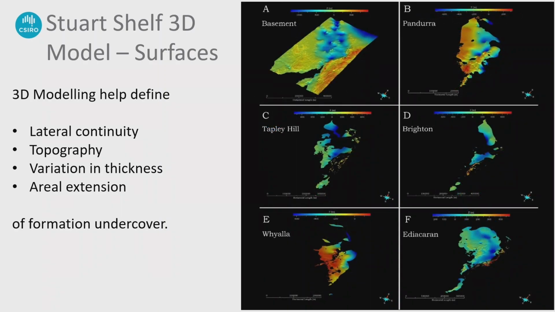And that's important because with 3D modeling, you can actually analyze and understand the topography, the thickness, the lateral continuity, and make areal computations, so numbers. Out there, all they care about is numbers, is quantity. And you can do that from this surface of lithologies that are undercover.